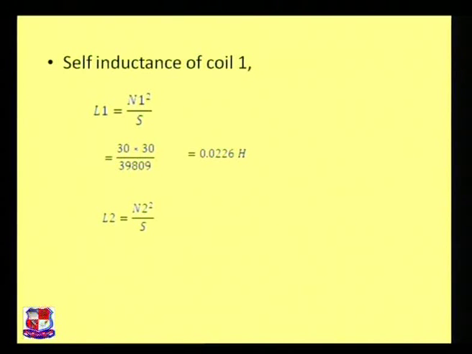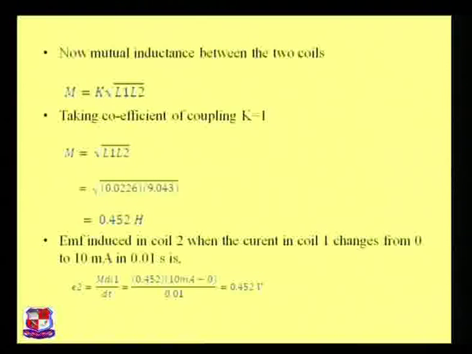Turns of the secondary side, and S is the reluctance. By putting the values, we get L2 is equal to 9.043 Henry. So here we found the self inductance of each coil, coil 1 and coil 2. Now we have to find the mutual inductance between two coils.